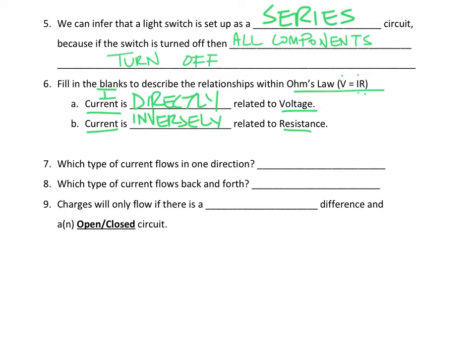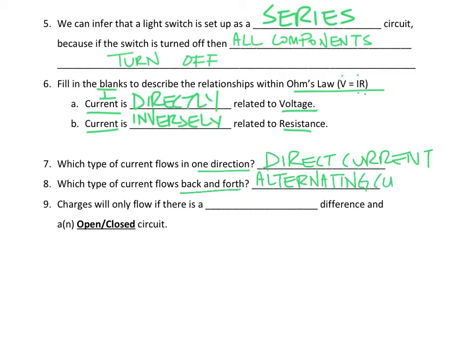Okay, moving a little further down. Number 7, 8, and 9. Which type of current flows in one direction? Okay, if I'm going in one direction, that means I am following a direct path. This is direct current. And the type of current that flows back and forth, that is alternating current, which is something that you would find in your wall outlet.